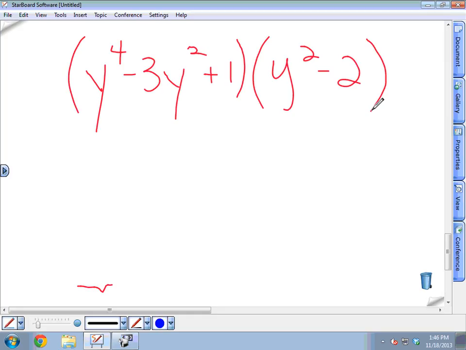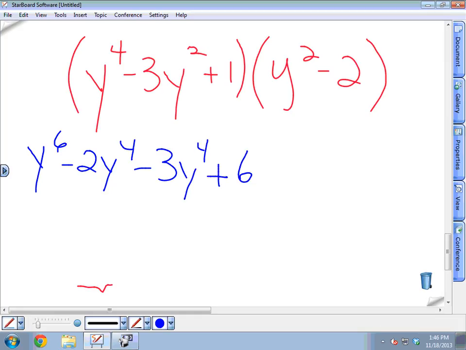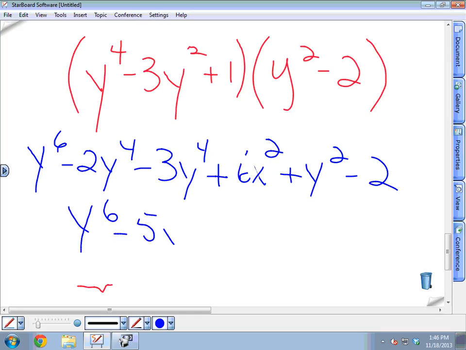All right, y to the fourth times y squared is y to the 6th minus 2y to the 4th minus 3y to the 4th plus 6y squared plus y squared minus 2. So y to the 6th, minus 2 minus 3 is minus 5y to the 4th, plus 6 plus 1 is plus 7y squared, minus 2.